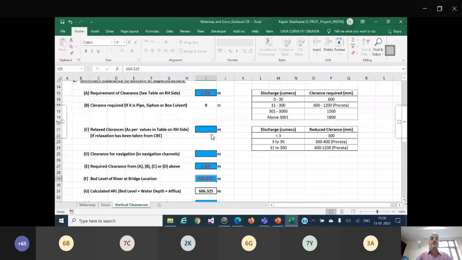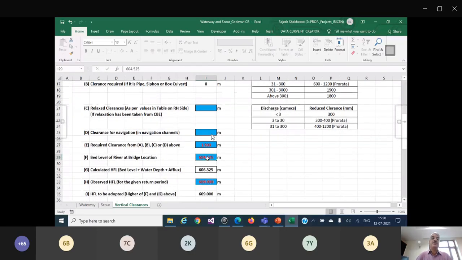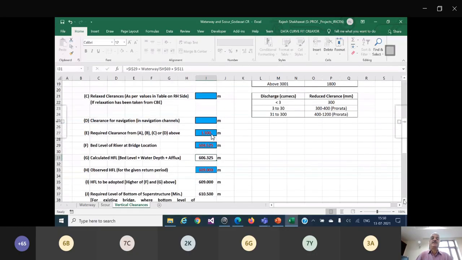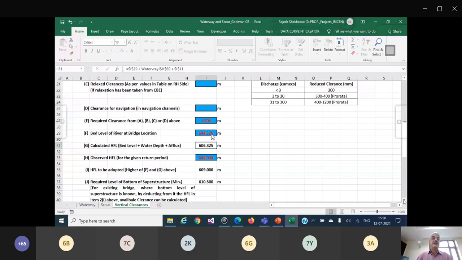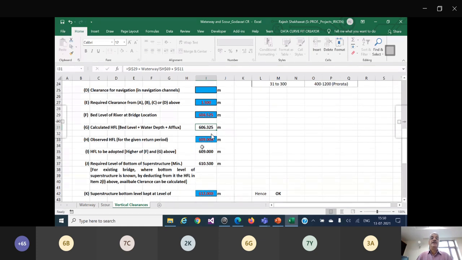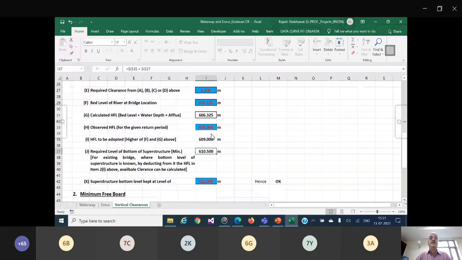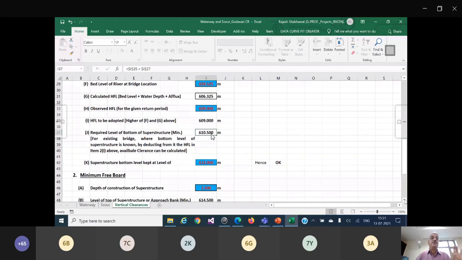Now, what is the bed level of the river at this location? We have to check 604 point this. So your calculated HFL, bed level plus afflux, comes to 606. Actual, let us say at site you have observed 609. So your HFL to be adopted will be the higher of these, 609. Add clearance to that, it is 610.5. So your bottom of superstructure has to be kept above this level.